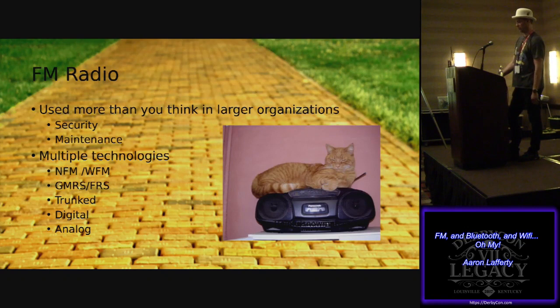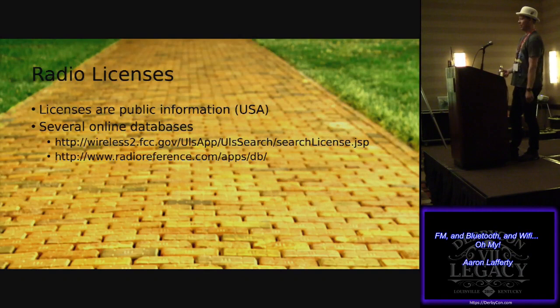And maybe you don't know this, but radio licenses are actually public information. So when a company goes out, or yourself, go out and get an amateur radio license, the FCC requires that you fill out a form inside of what they call their ULS system. And there are several online databases that you can query for this.